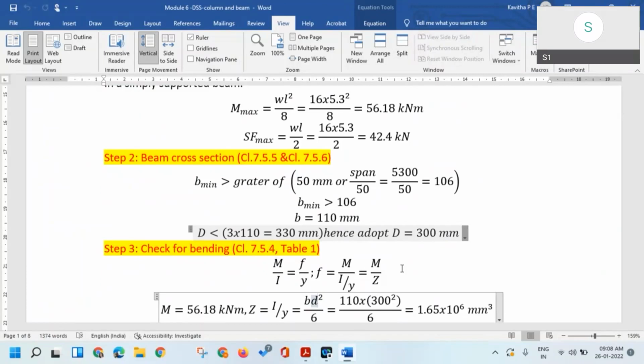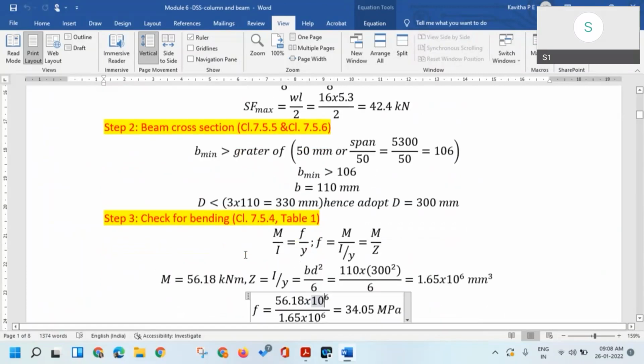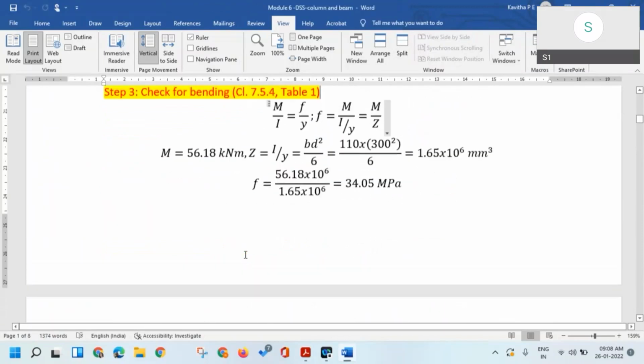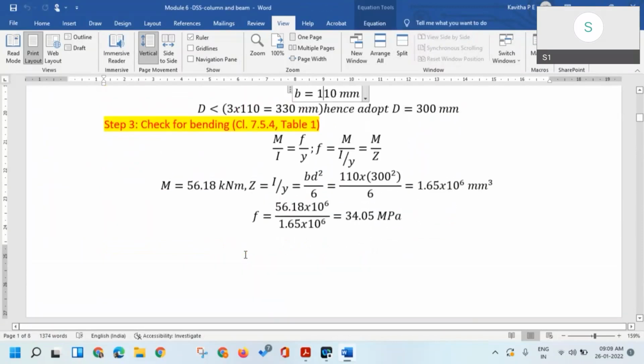So first of all, we shall do the check for bending. The check for bending is provided in clause 7.5.4, and before that we can calculate the maximum bending stress coming onto the structure due to the bending moment. For that we will be using the bending equation M by I is equal to f by y. So the bending stress f is equal to M divided by I by y. I by y is the section modulus.